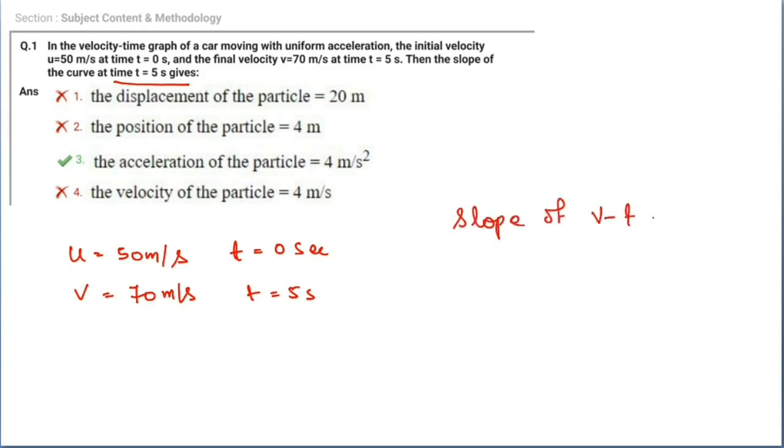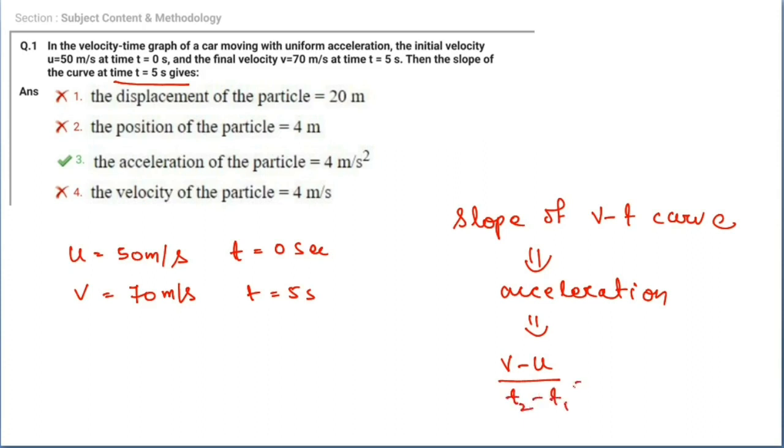So slope of which curve? Velocity time curve. Slope of velocity time curve gives us what? Acceleration. And how to calculate acceleration? Acceleration in this case is change in velocity upon change in time. That means final velocity v minus u by change in time t2 minus t1.